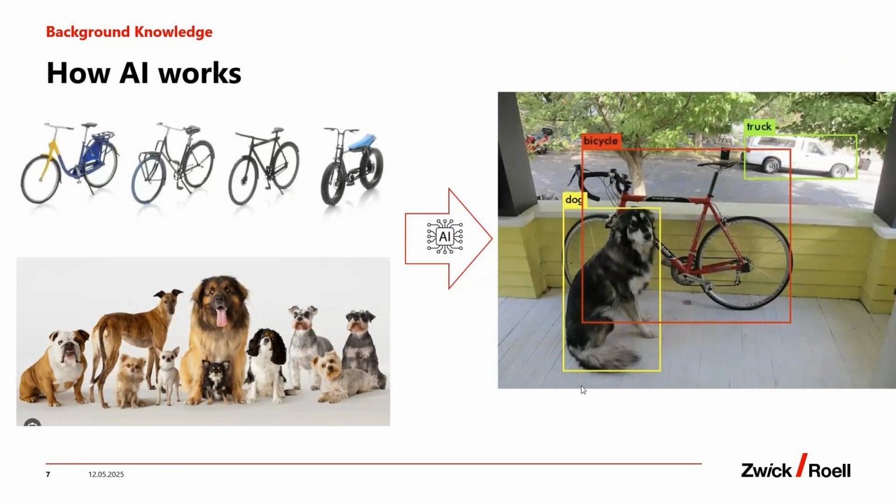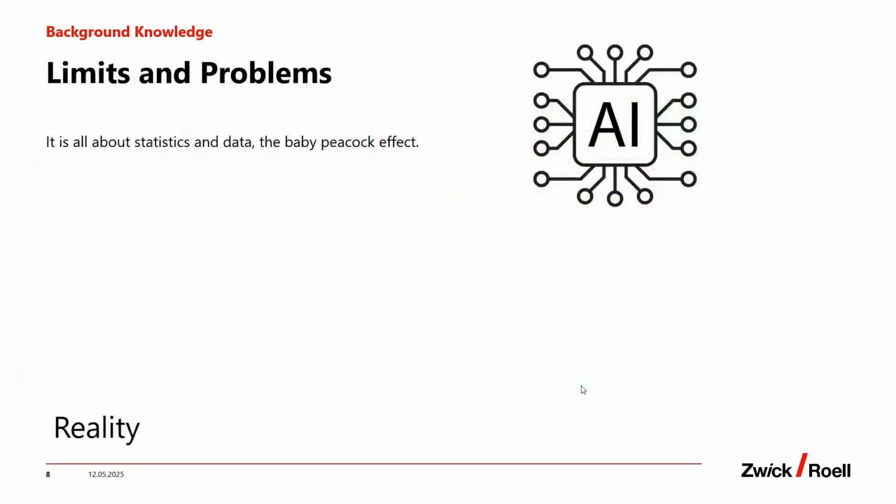Take, for instance, an artificial intelligence which was designed to know all dogs and bicycles in some pictures. You find the right model and train this system with a lot of data, much more than in this picture for sure, and then it will be able to find all dogs and bicycles very quickly and very surely in all pictures you show this AI. But there are limits and problems with this AI, because it's not really intelligent. It's all about statistics and a lot of data.